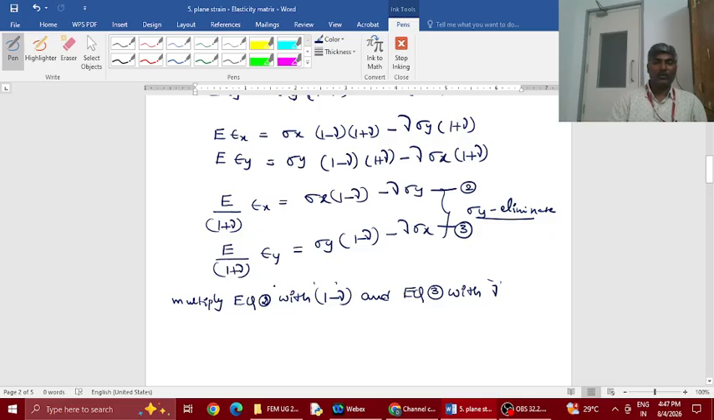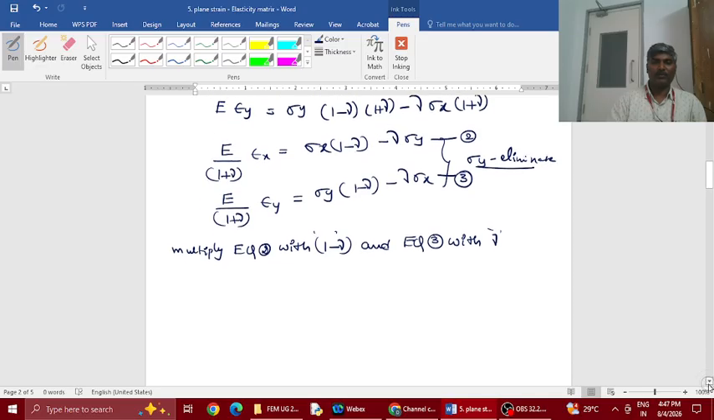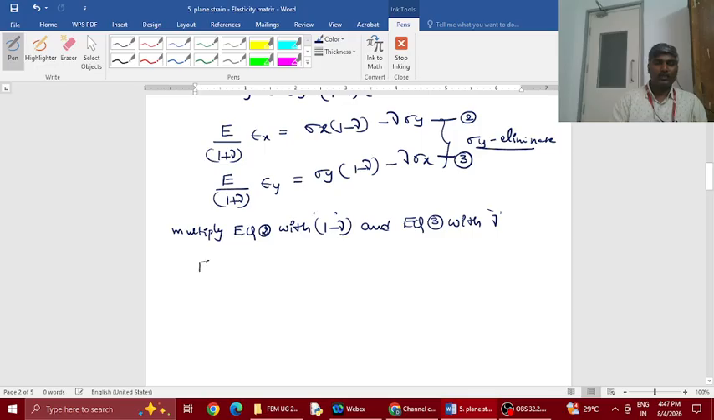Okay, so I am going to multiply equation 2 entirely with 1 minus nu. Let us perform that. So E into 1 minus nu into epsilon x divided by 1 plus nu is equal to sigma x into 1 minus nu is already there, and you are multiplying again with 1 minus nu. It is whole square minus nu into 1 minus nu sigma y. That is the modified equation 2.